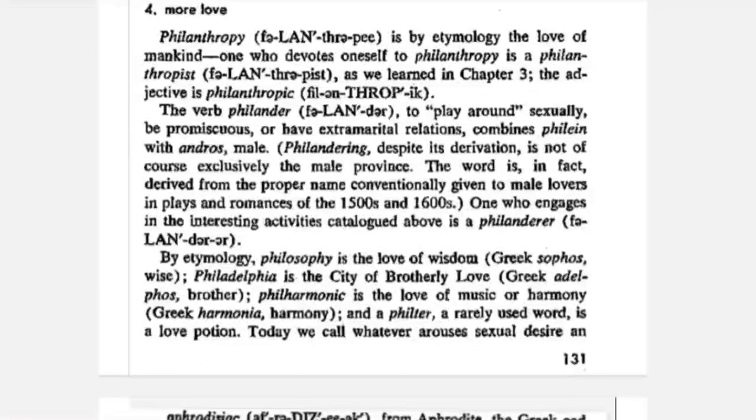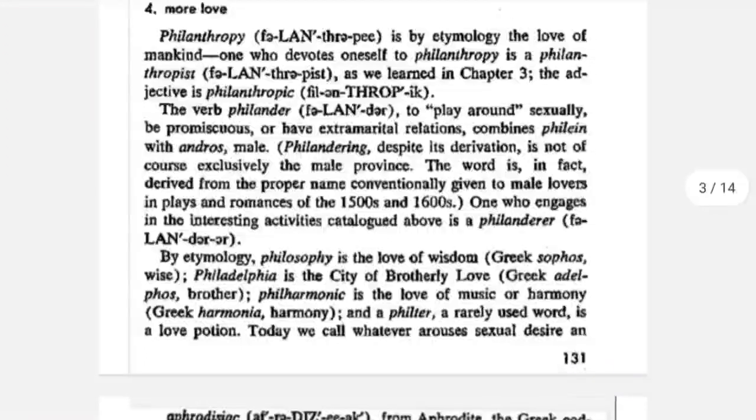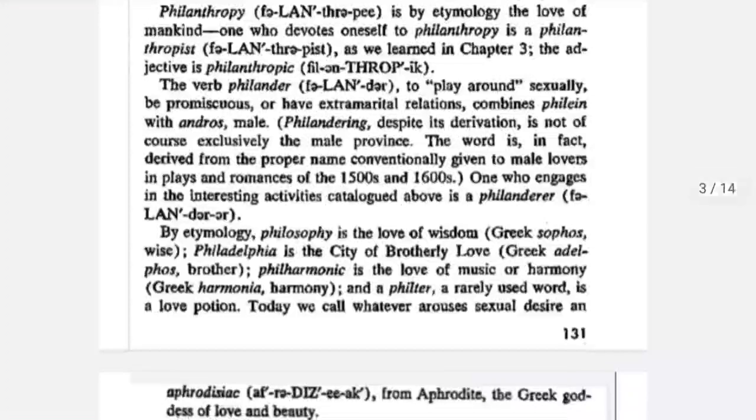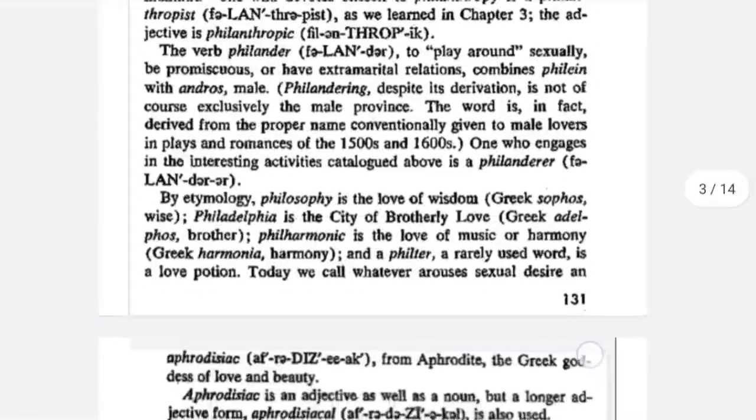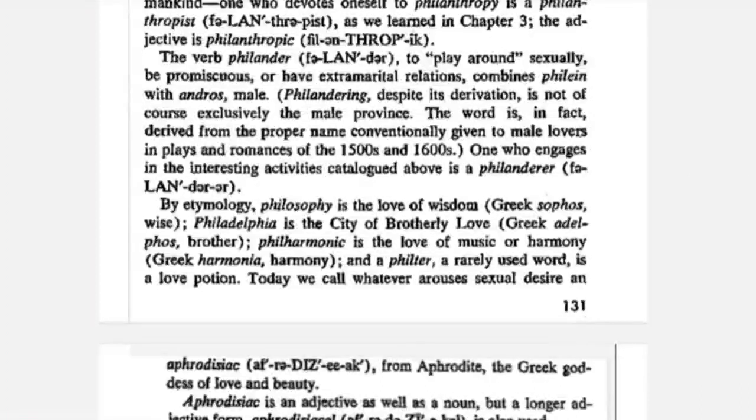The next word is philanthropy. Philanthropy, we have learnt this before, has the roots phil, which means love, and anthropos, which means mankind. So someone who has the love for mankind. So philanthropy is the love for mankind. The next word is philander. Philander has the roots phil, which means love, plus andros, which means male. So a philanderer is someone who has extramarital affairs.